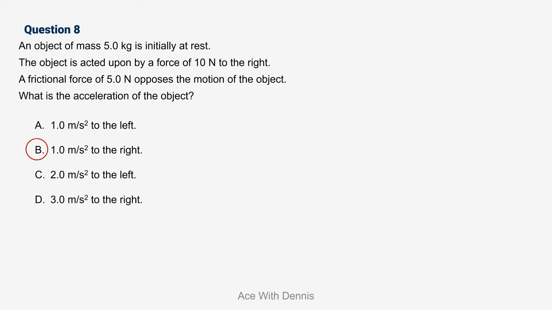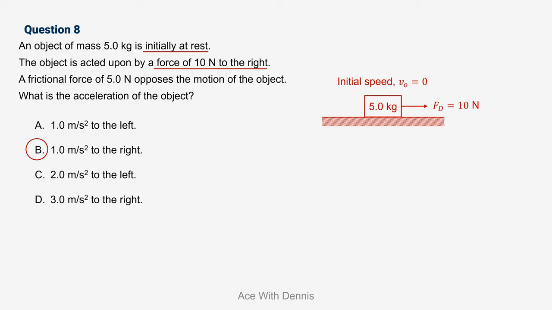The answer is B, 1.0 meters per second squared to the right. So to get the answer for this question, let's draw out the free body diagram. This object has a mass of 5 kilograms. It is initially at rest, which means the initial speed V0 is 0. The object is acted upon by a force of 10 newtons to the right, which means the driving force, Fd, is 10 newtons to the right. A frictional force of 5.0 newtons opposes the motion, so the frictional force is pointing to the left, and the value is 5 newtons.